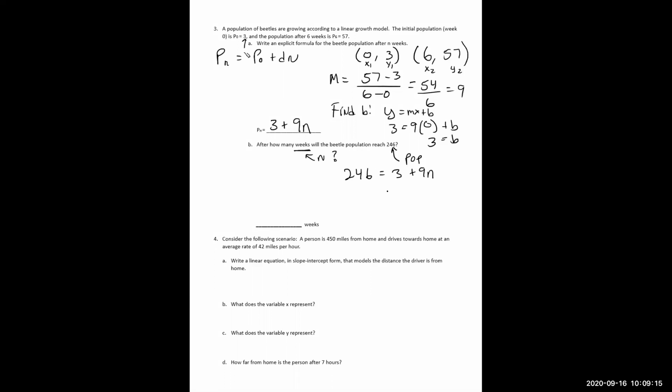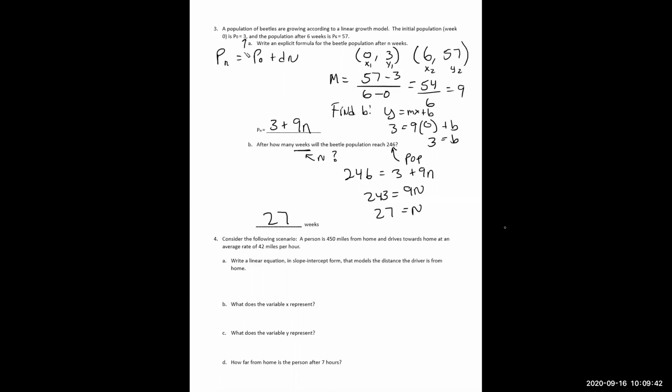Okay, so what did you get? We should have 9n is equal to 243. Divide out 9 from each side, and we get n equal to 27. So after 27 weeks, we're saying that we have 246 beetles. All right, let's look at another example here, maybe fairly applicable if you're going on a trip.